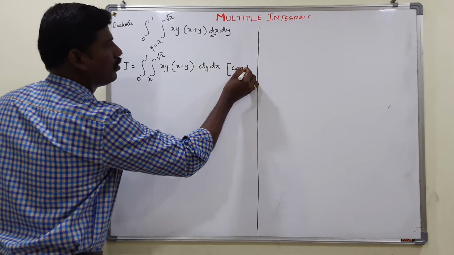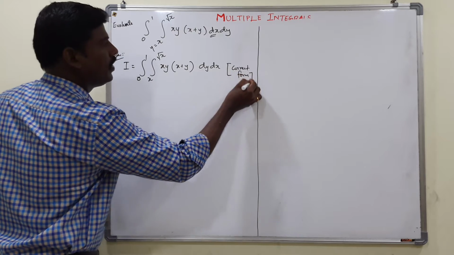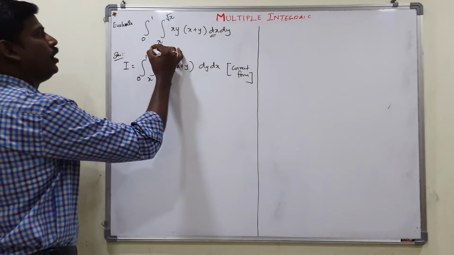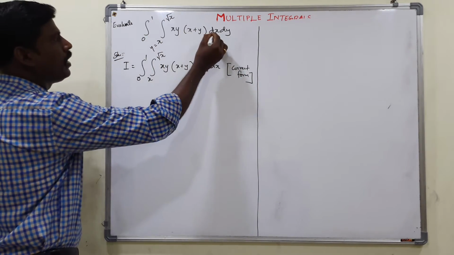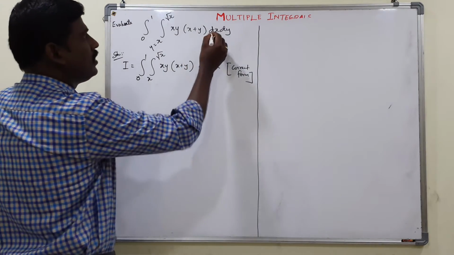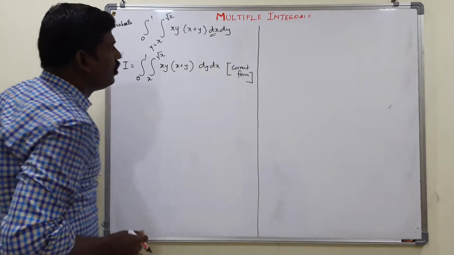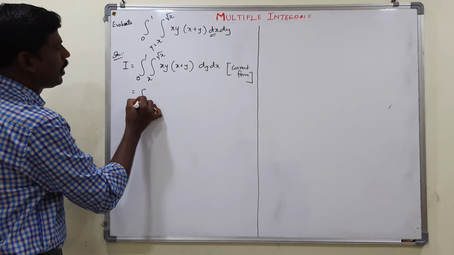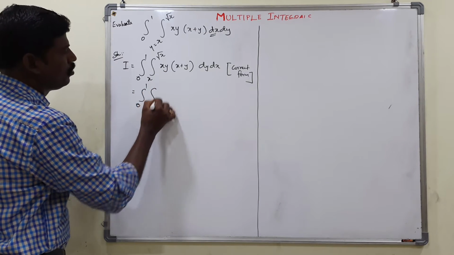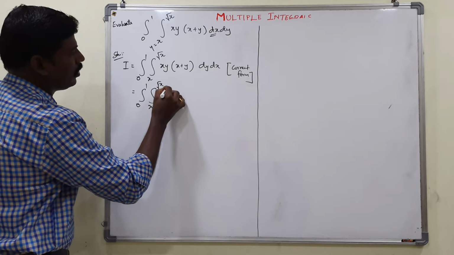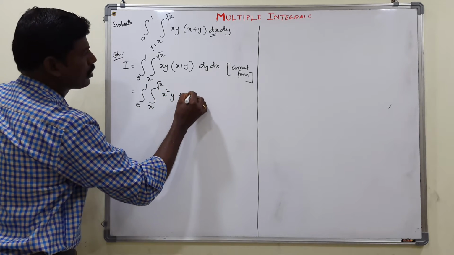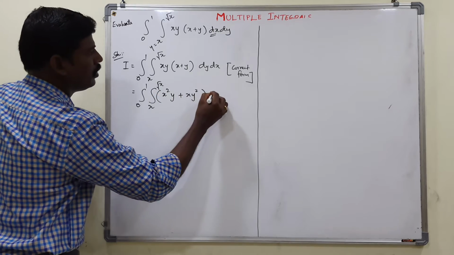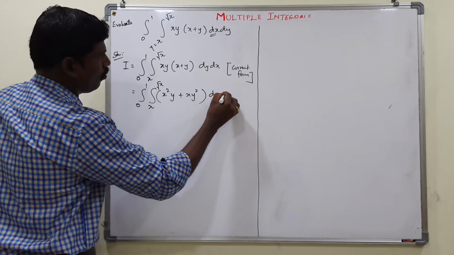To make the given integral into the correct form. Why? The limit for y is given, but here the limit for x is given. So we need to rewrite it. Now multiply that xy inside the bracket: 0 to 1, x to root x, x square y plus x y square, dy dx.